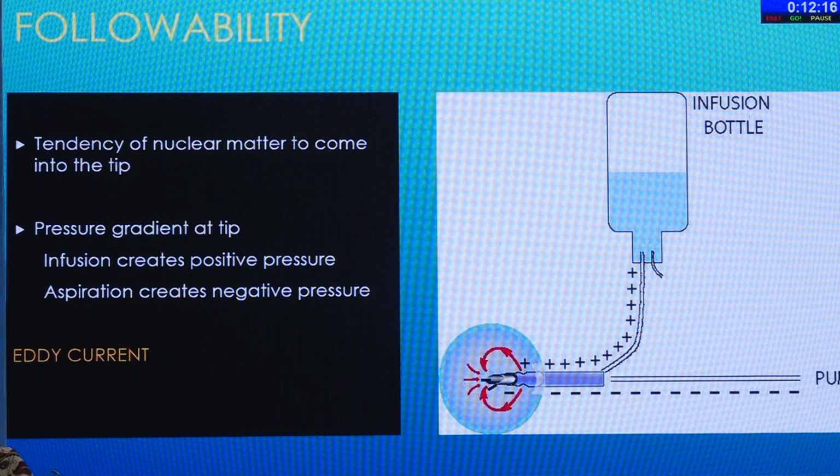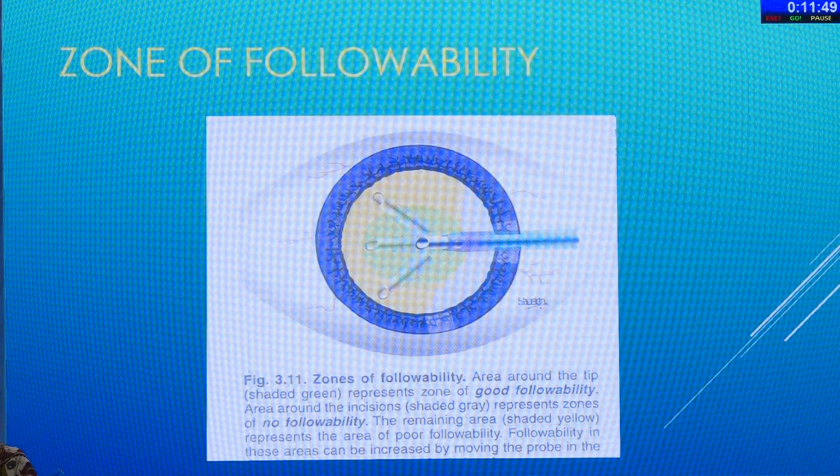As we know, in infusion, when the fluid is coming inside the eye, it causes a positive pressure. The fluid that is going out through aspiration creates a negative pressure. Now this pressure gradient between positive and negative pressure forms certain eddy currents in front of the tip. These eddy currents help bring the nuclear fragments, everything that is near the tip, toward it.